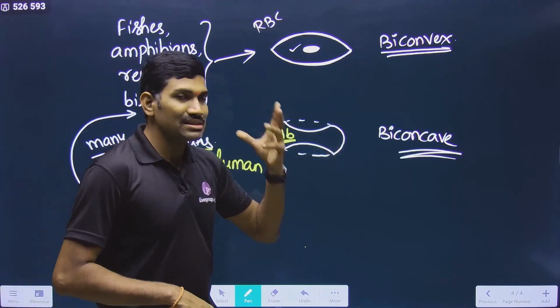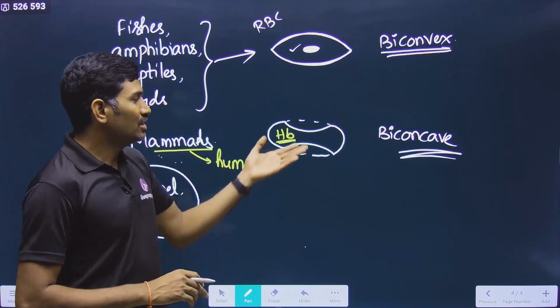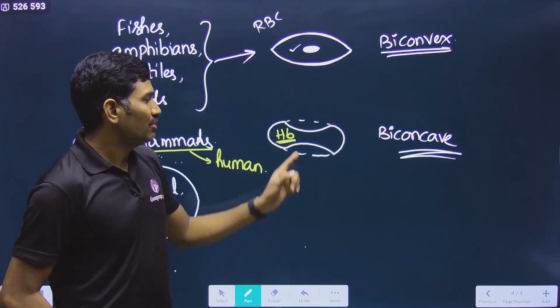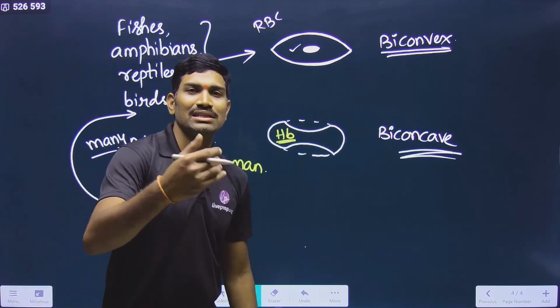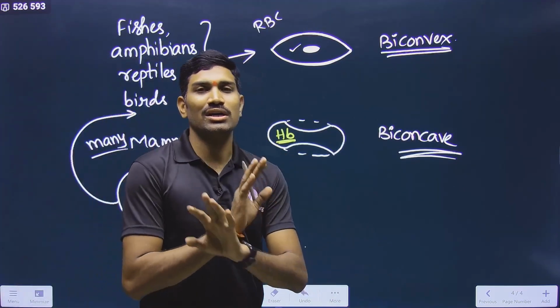If these organelles are removed, more hemoglobin can be accommodated, so these gases can be transported more efficiently. For that purpose, it is losing the nucleus and other organelles. Understood or not? That's why mature RBCs do not contain the nucleus.